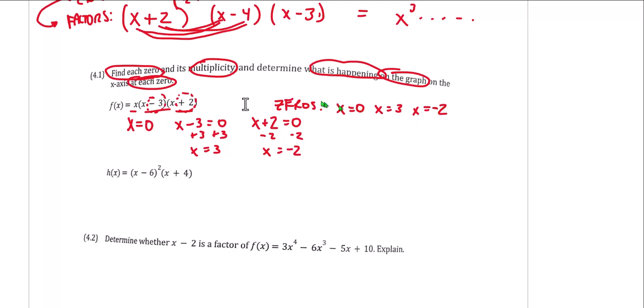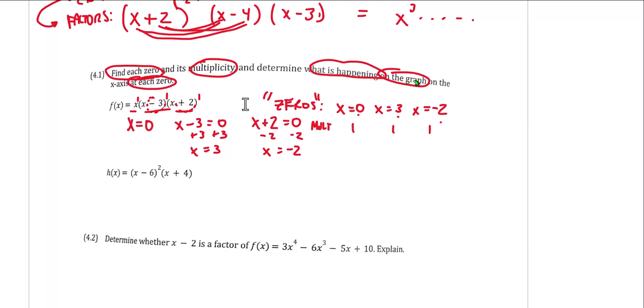Don't forget what your zeros are. Your zeros are the x values that will make the function or the y value equal 0. And indeed, if I throw in 0 or 3 or negative 2 for x, the f of x value will be 0. So those are my zeros. In terms of multiplicity, all of these are a multiplicity of 1. Remember, multiplicity can be determined by the exponent on each factor. So in all these cases, I just have unwritten exponents of 1: x to the first, x minus 3 to the first, quantity x plus 2 to the first. So all of these are multiplicity 1.